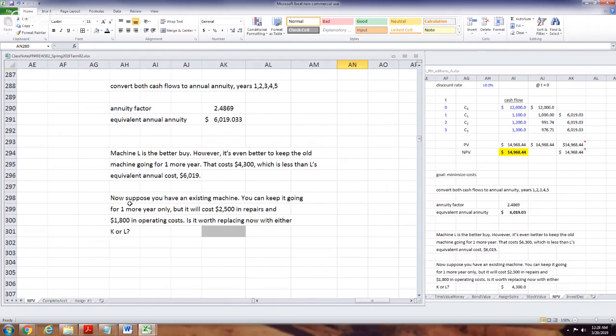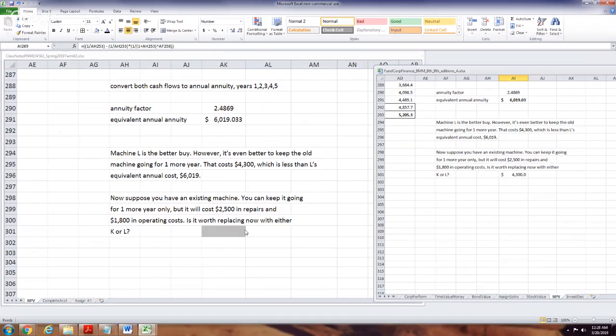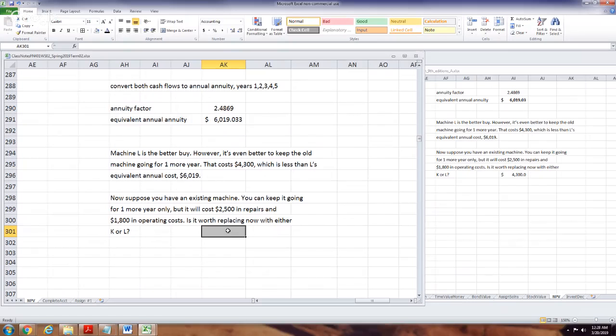Yeah, here it says suppose you have an existing machine, keep it going one more year. So yeah, and we added together the two costs here. This was equal to 2,500 plus 18. You have that going already. All right, 4,300. That's already going. So again, if it's doing the job, whatever equipment it's doing the job, and costs a little bit less to operate.